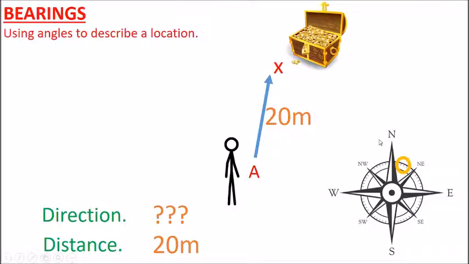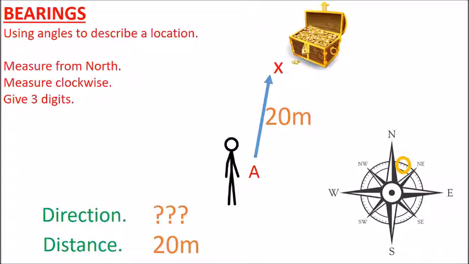Well, this is where bearings come in. Bearings is maths that we can use where we use angles to describe a specific location. So instead of using north, east, south, west and things like that, when we use bearings to describe a location, we give an angle. So bearings, we always measure from north and clockwise.